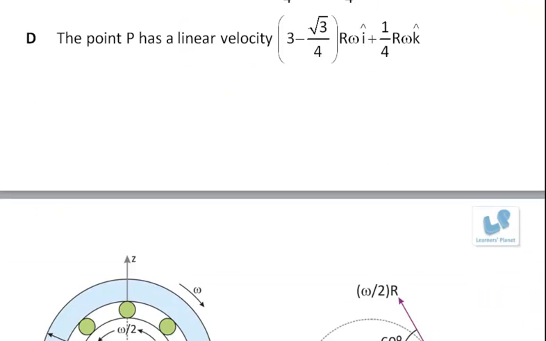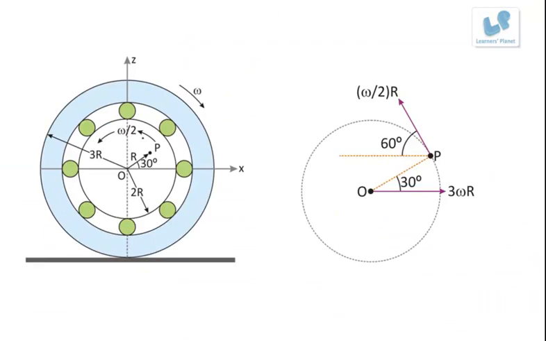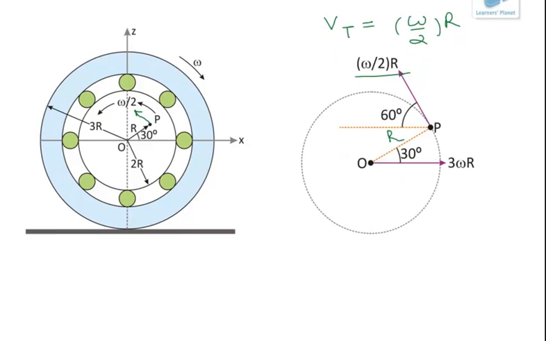Now since this point P is moving or rotating with respect to the outer ring, it has got a tangential speed with respect to point O. This speed will be equal to omega r by 2, because angular speed is omega by 2 times r, which is the distance from the point O, will give you the tangential speed vt. Now this is the velocity with respect to point O.